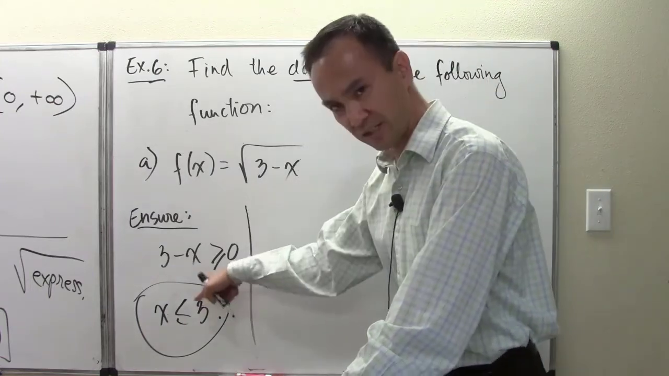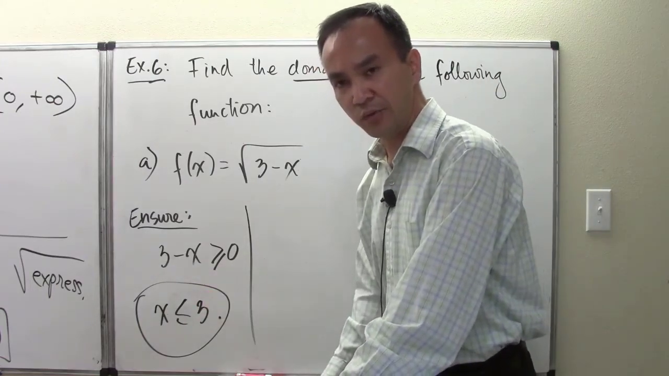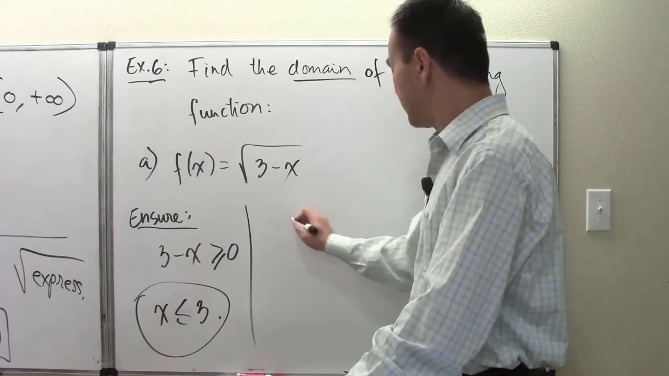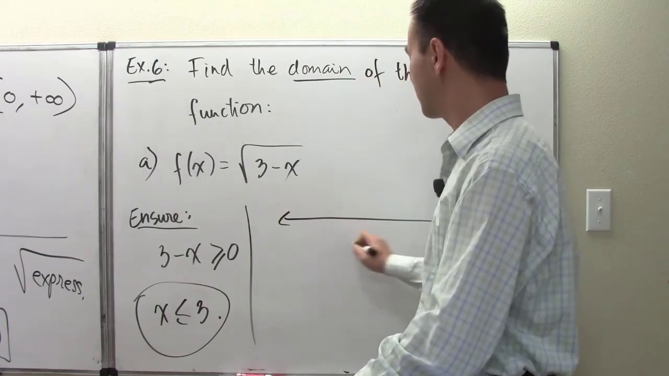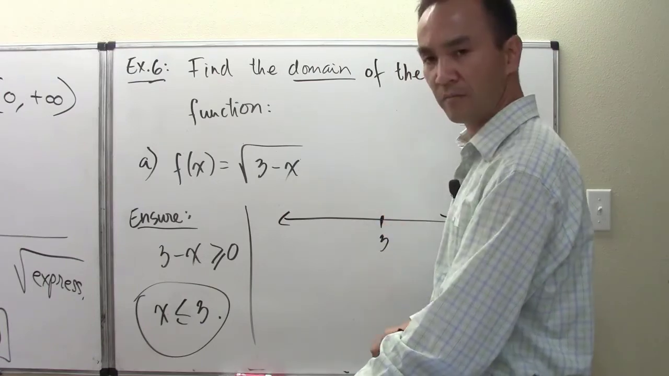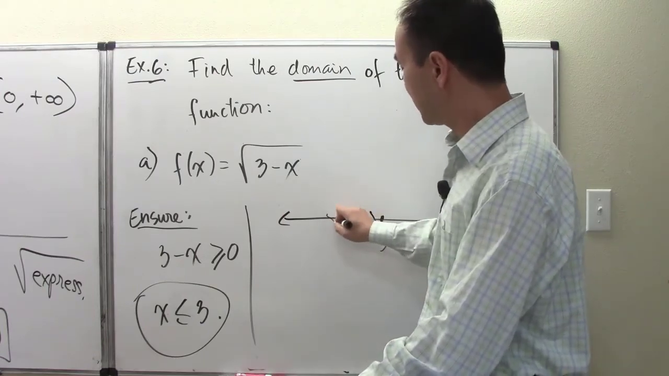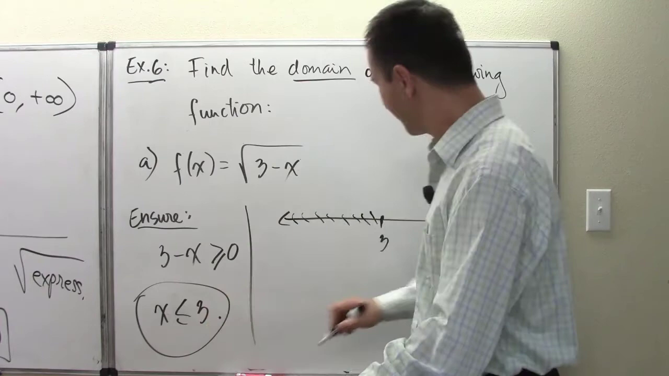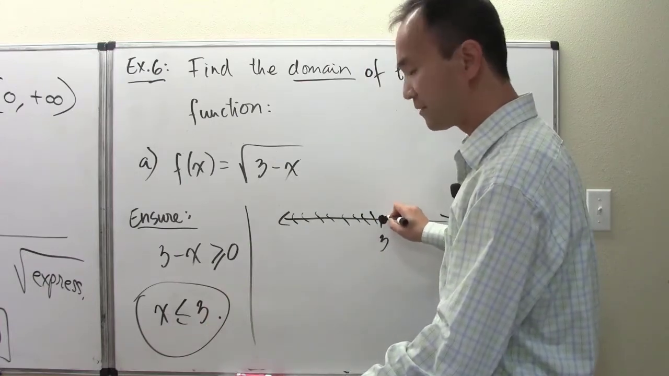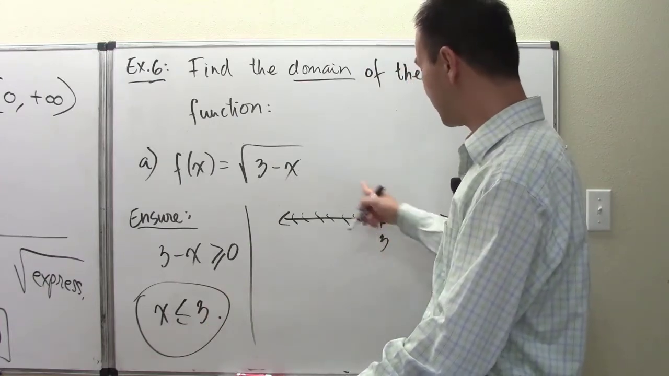So we need x less than or equal to 3 to be in the domain. Draw the number line again. 3 is somewhere. Anywhere less than 3 according to the inequality, and then we take 3, accept 3. So that's our domain right here.